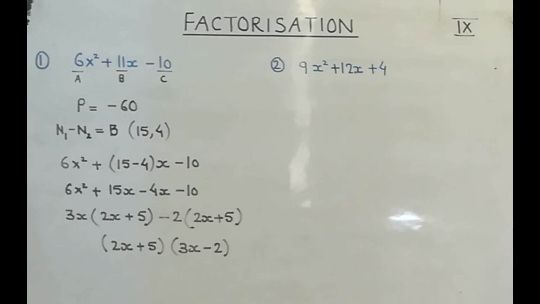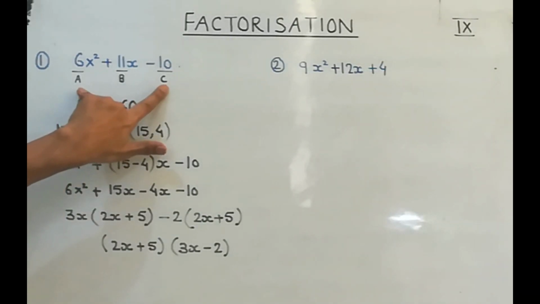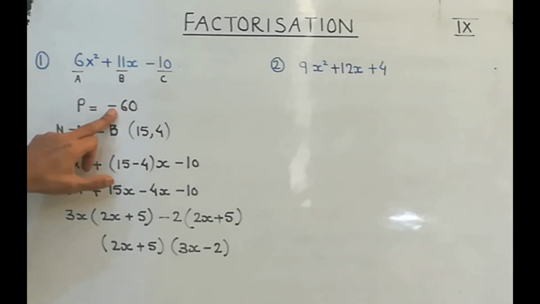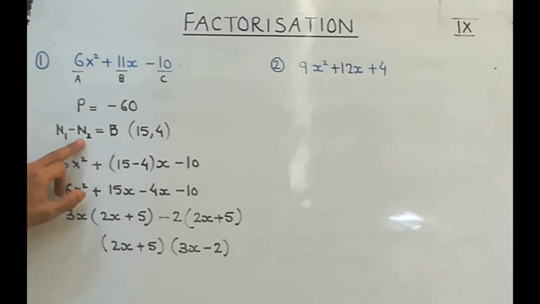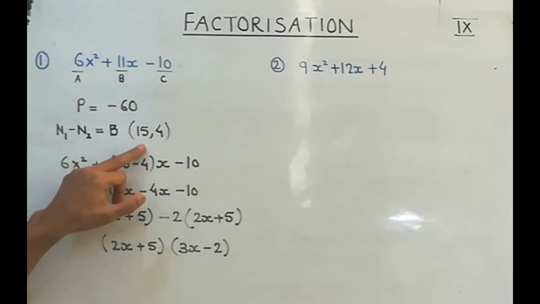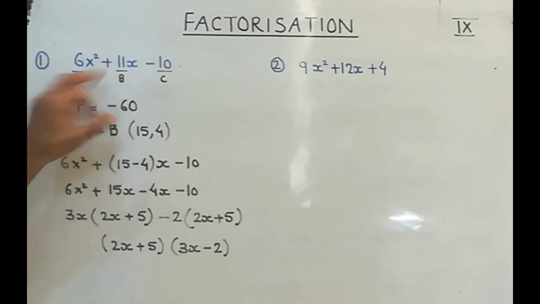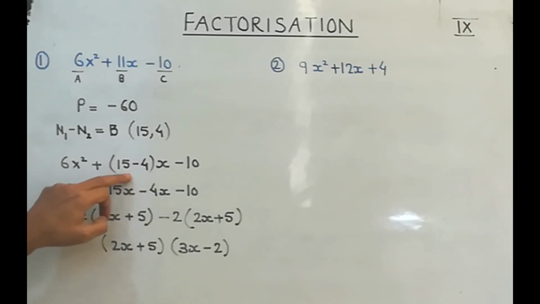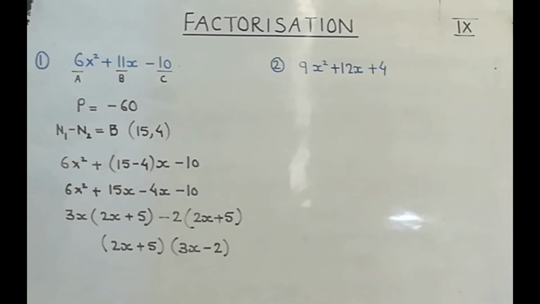So we simply followed the rule. Rule says first find the product AC. Product AC is minus 60. Second rule says if product is negative, then you have to find n1 minus n2 that will be equal to b. So we have got two numbers n1, n2. If you multiply these two, you will get product 60, and if you take difference of these two, you will get 11. So third step says replace b, that 11 will be replaced by 15 minus 4, n1 minus n2, and then you can simplify.